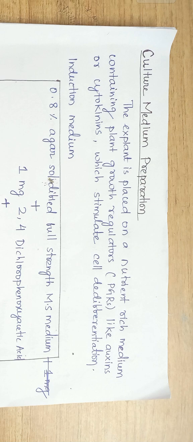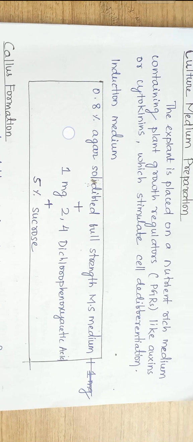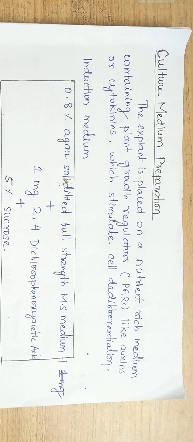What is culture medium? The explant is placed on a nutrient-rich medium containing plant growth regulators, PGRs, like auxin or cytokinin, which stimulate cell de-differentiation.